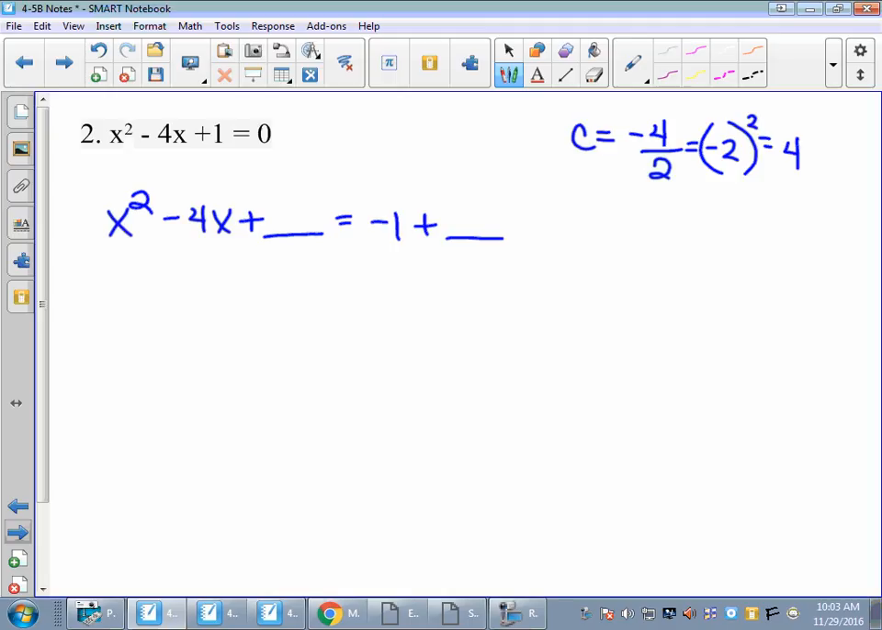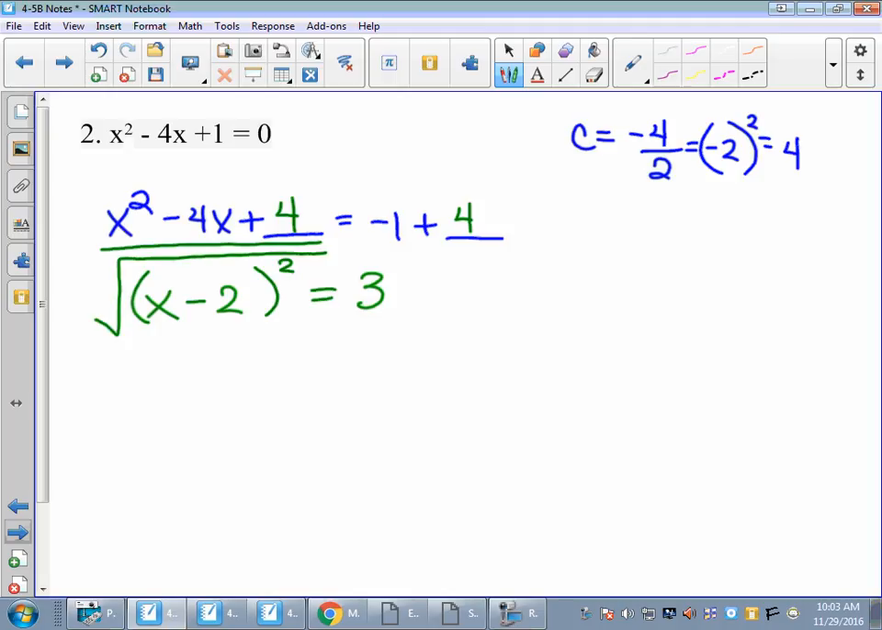So I'm going to add 4 as my new c value on both sides. Whatever I do to one side, I have to do to the other. That creates a perfect square trinomial on the left-hand side. So I know it's going to factor to (x minus 2) squared. And on the right-hand side, I'm going to simplify negative 1 plus 4 and make it 3.